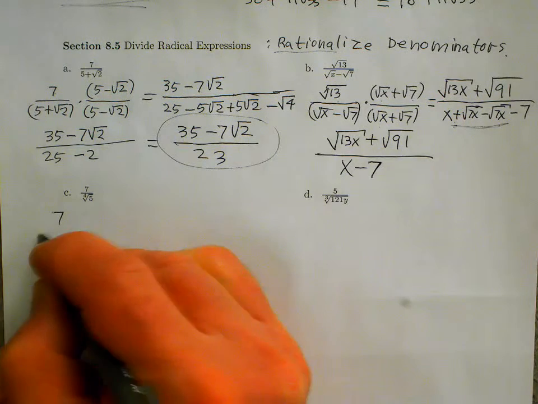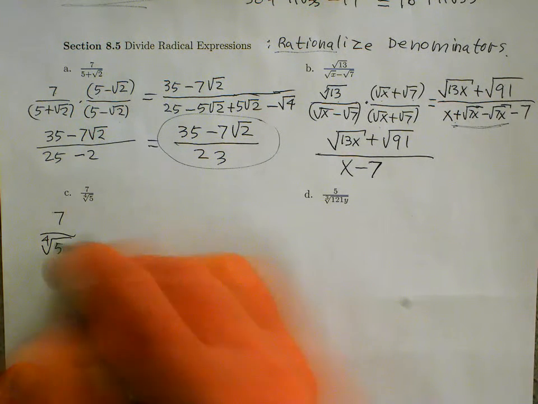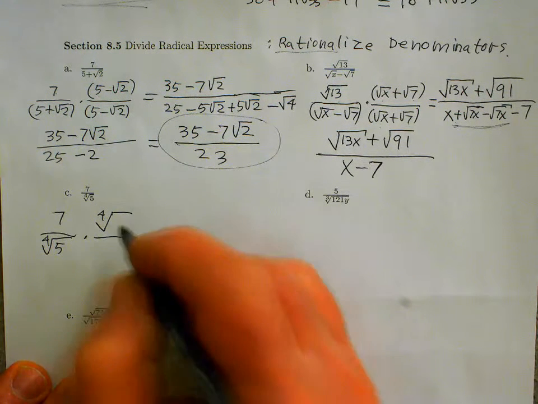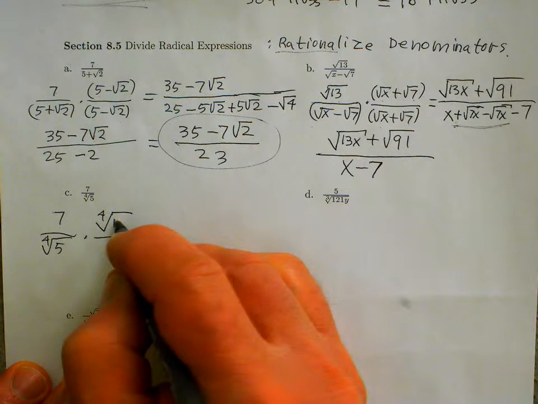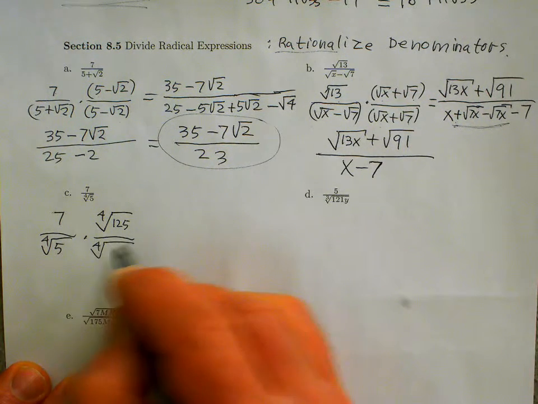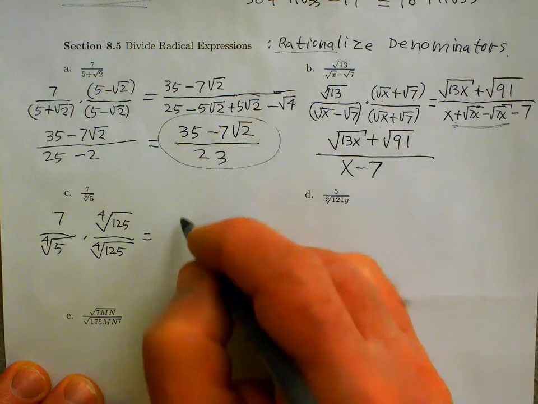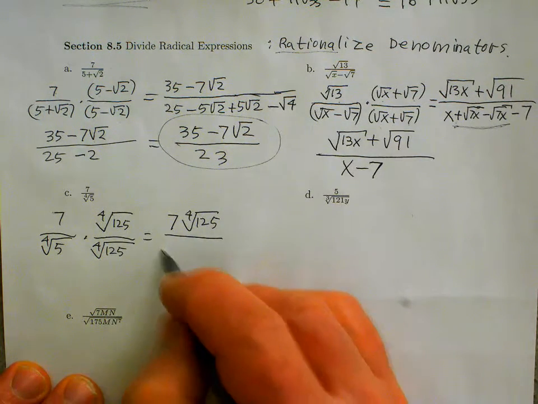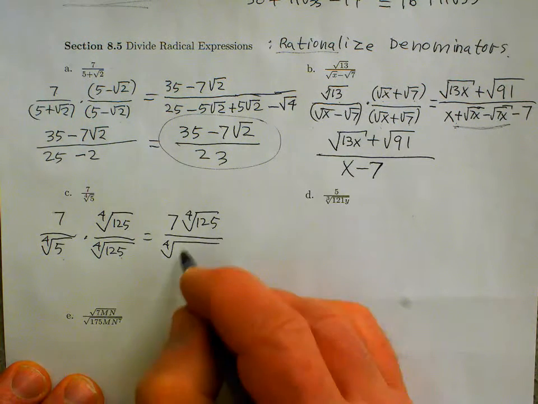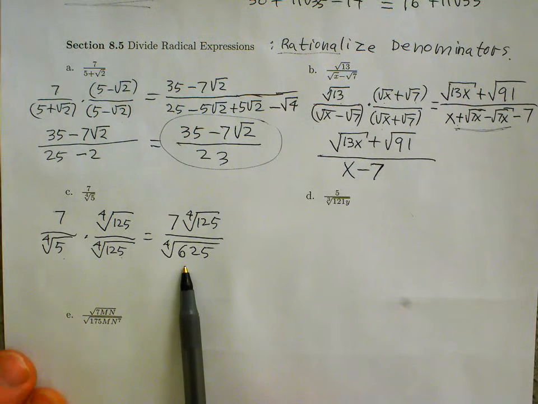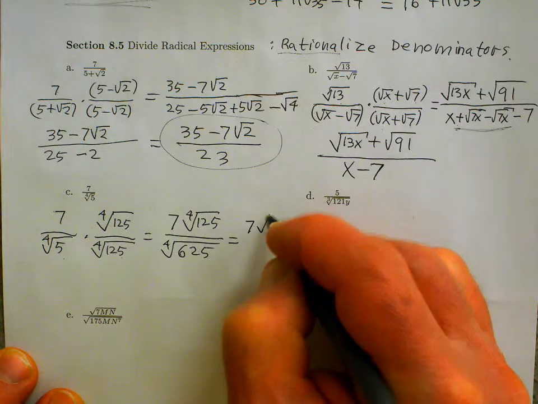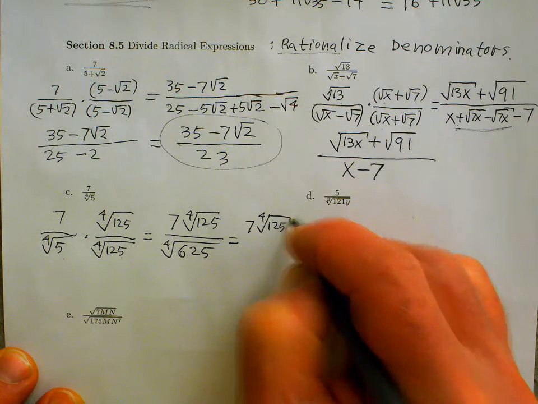Okay, so the form that one takes is I multiply by 1 in the form the fourth root of 5 to the third, which you can write as 5 to the third or 125, divided by the fourth root of 125. So the numerator is 7 times the fourth root of 125. The denominator is the fourth root of 5 times 125, which is 625. But 625 is 5 to the fourth, and the fourth root of 5 to the fourth is 5. So our final simplified answer is 7 times the fourth root of 125 divided by 5.